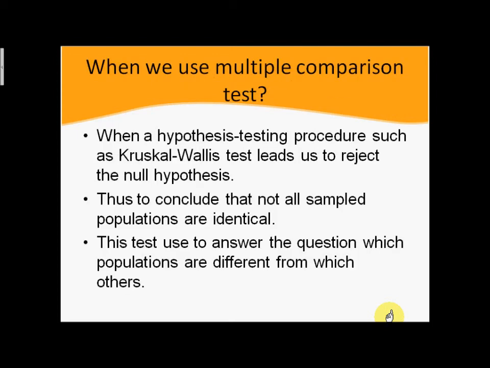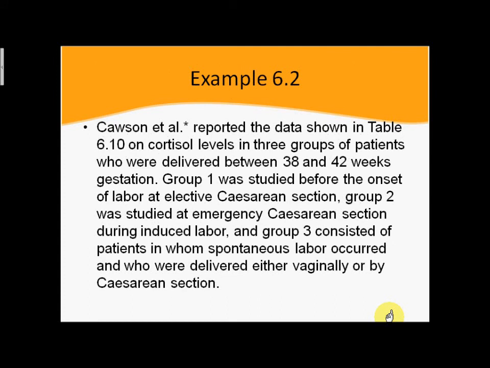We use multiple comparison tests when a hypothesis testing procedure such as the Kruskal-Wallis test leads us to reject the null hypothesis. This means that not all sample populations are identical. Multiple comparison tests are used to answer the question of which populations are different from which others. This is our past example from Kruskal-Wallis, example 6.2.